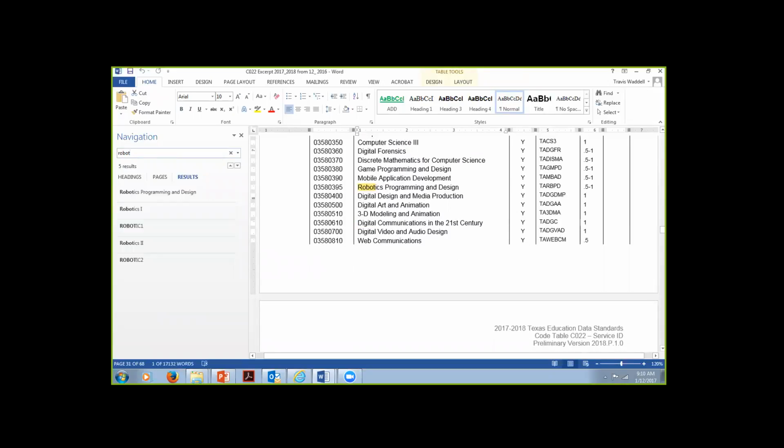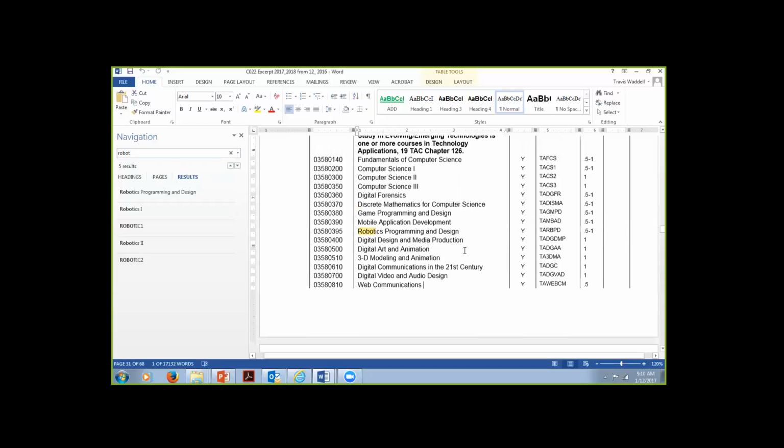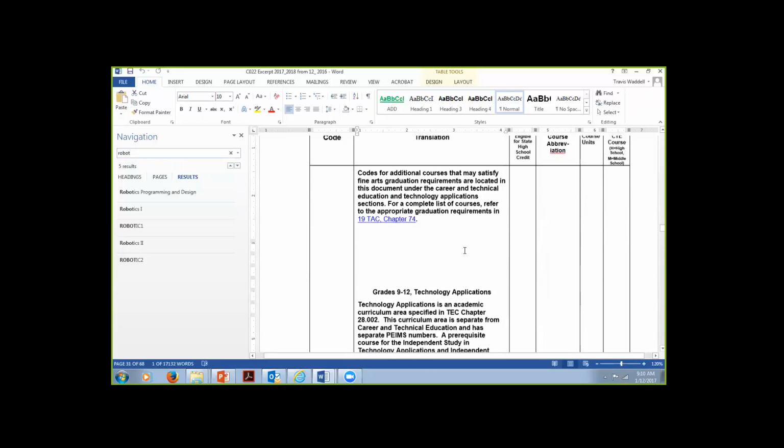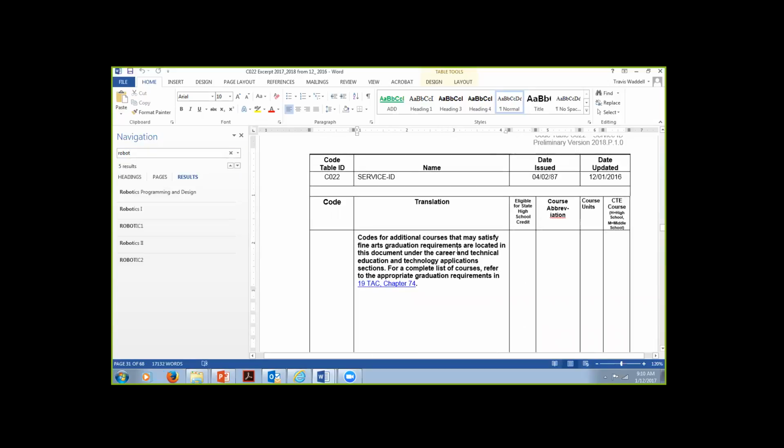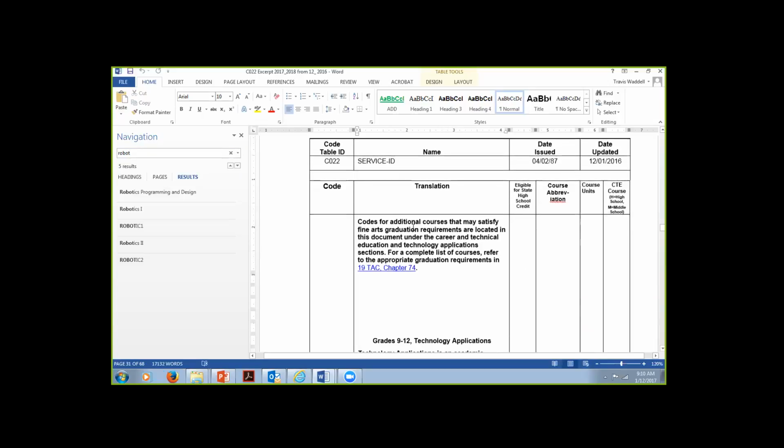I'm going to share with you some information about how this particular form works. When we open the CO22, I know some of you are familiar with this and some of you aren't, so we're going to go over some basics. The CO22 has the code table, the name, and then the date. Then we have the code, the translation, if it's eligible for high school credit, the course abbreviation, which is what you would normally see on the transcripts, the units, which is how many credits that course is, and if it is for high school or middle school credit.